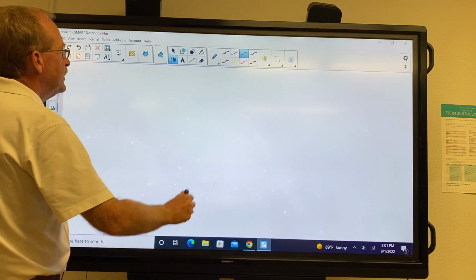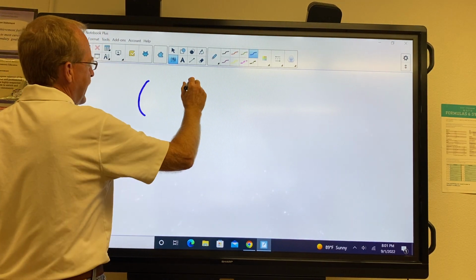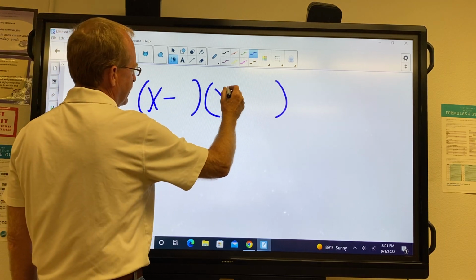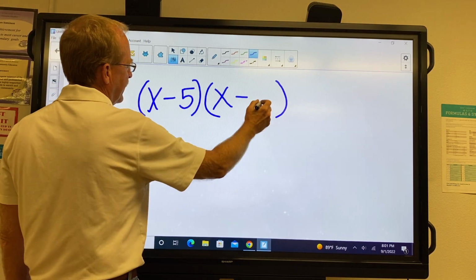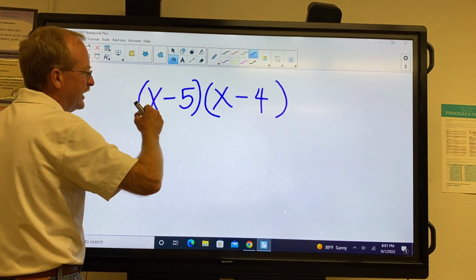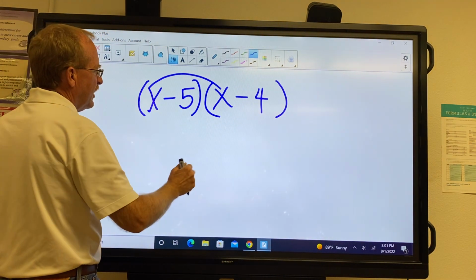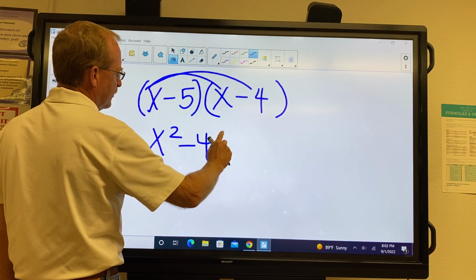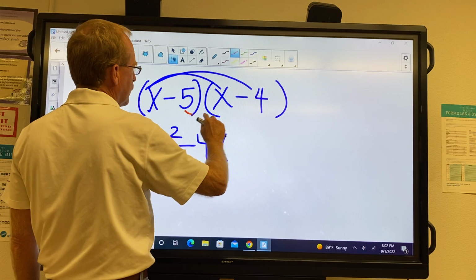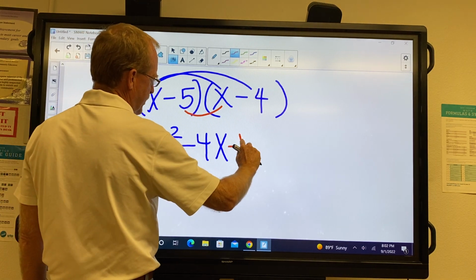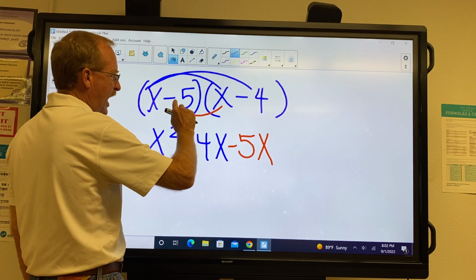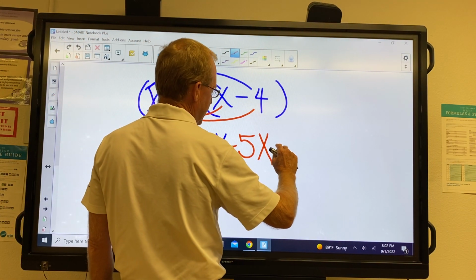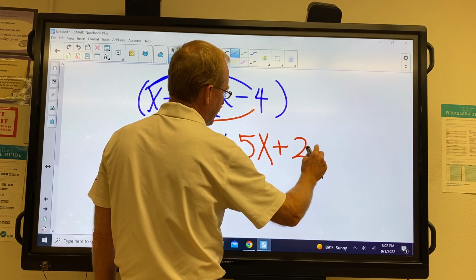Okay. Let's do one where we have both negative. That happens. And again, just remember a negative times a negative is a positive, and a positive times a negative is a negative. So we've got x squared. That's going to be minus 4x. Here we'll go negative 5 times x is minus 5x. And a negative times a negative, negative 5 times negative 4, is positive 20. Sorry, my bad, positive 20.